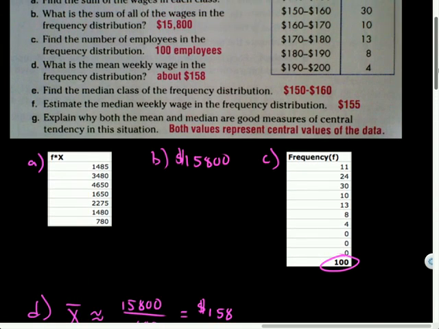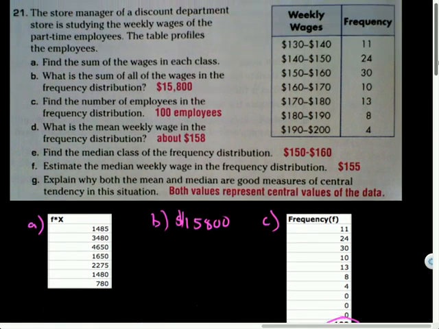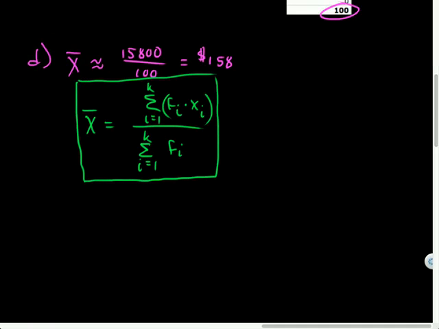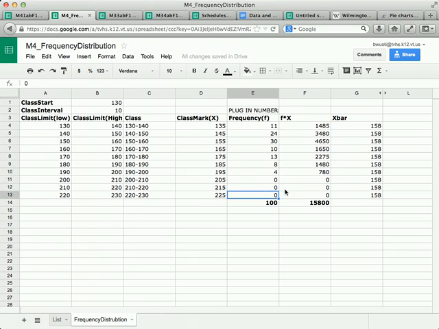Now they end up asking some interesting questions. It says, find the median class of the frequency distribution. That's actually a really interesting question. The median class. Let's do part E down here. So based off of that information, how would I find the median class? Which employee lands exactly in the middle of this list? Now I know I've got 100 employees, so it's going to be somewhere between employee 50 and 51. So I just have to figure out where employees 50 and 51 land as far as my classes go.